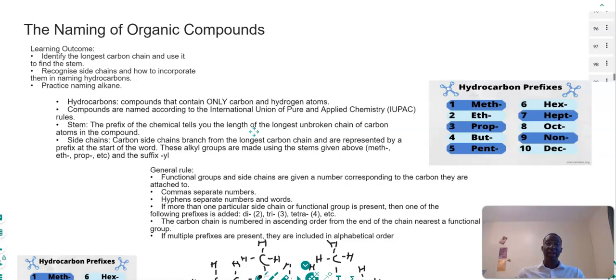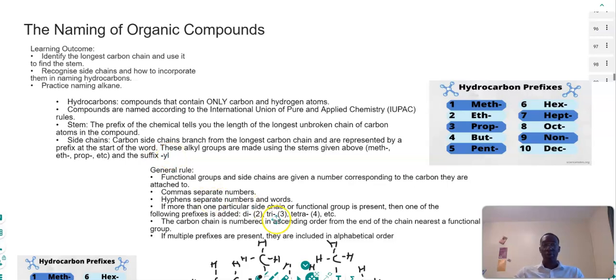And then the side chain. So carbon side chains are branches off the longest chain, and it's represented as a prefix before the word. So this also has the same prefixes as I just mentioned, and these alkyl groups have a stem. So it's called methyl, or we can have propyl, or ethyl, or decyl. So you just add the "-yl" ending to tell us that it's a side chain.